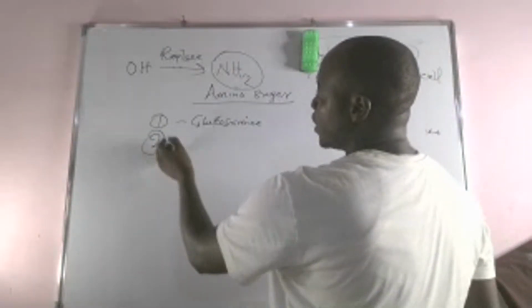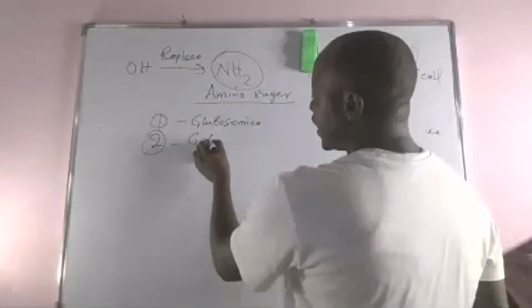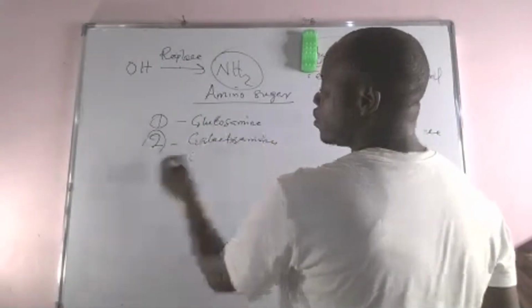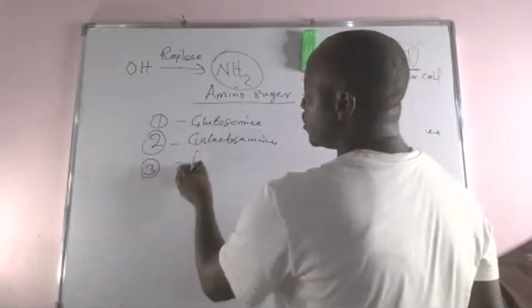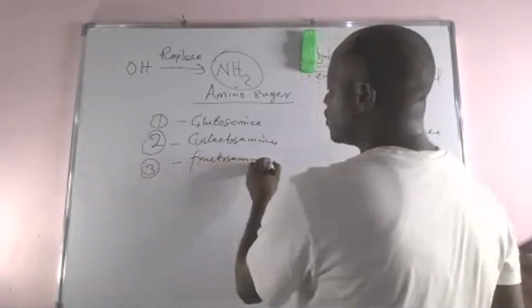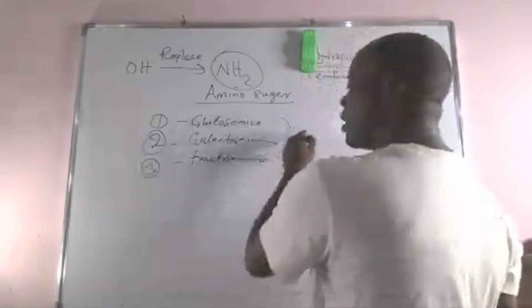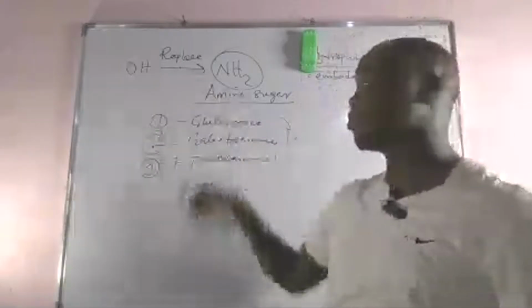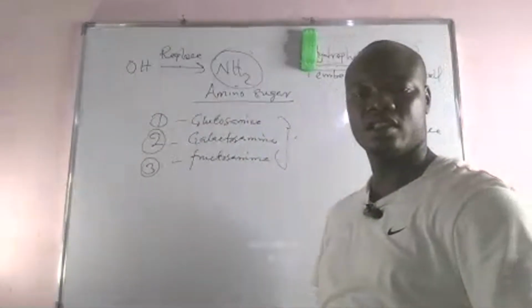Another example of amino sugar we have is galactosamine. We have fructosamine. So these are the examples of amino sugars. The question says we are to give two examples, and now I have mentioned three.